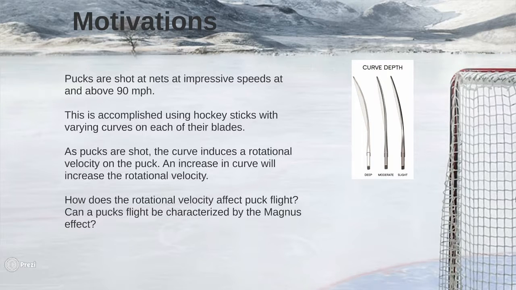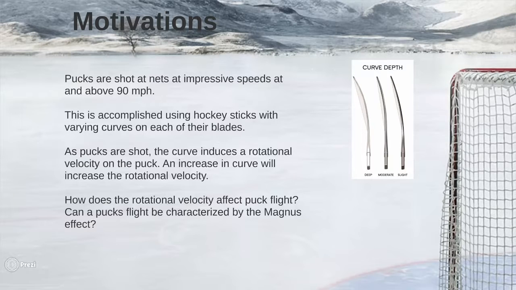This is accomplished using hockey sticks with varying curves on each of their blades. The curves that I'm talking about are on the right-hand side here, from a slight curve to a more drastic curve seen on the left. And as pucks are shot, this curve induces a rotational velocity on the puck. An increasing curve will increase the rotational velocity.